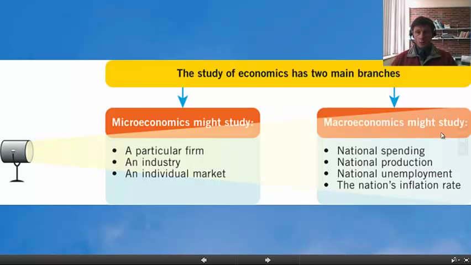If we look at the whole economy, talking about national spending, production, employment, inflation, which we'll be talking a lot about, we're talking about a macro, a whole economy perspective. Alternatively, if we talk about micro, meaning small, we're looking at a particular firm, an industry, or an individual market.